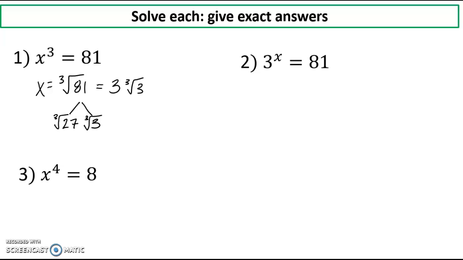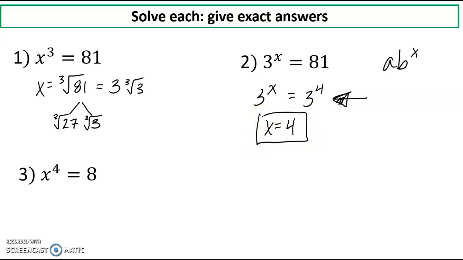Okay, next, this is an exponential equation because now my exponent is the unknown. So I change to the bases that I know. So 81 is 3 to the 4th power. So x is equal to 4. Now you may not necessarily need to write this step, and that's fine. All right, we've looked at a lot of these problems.